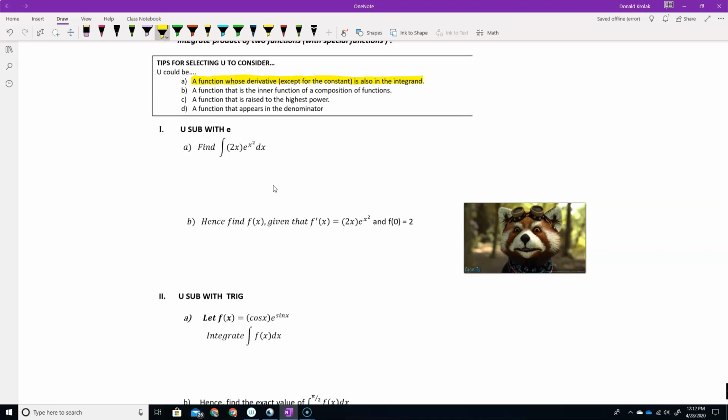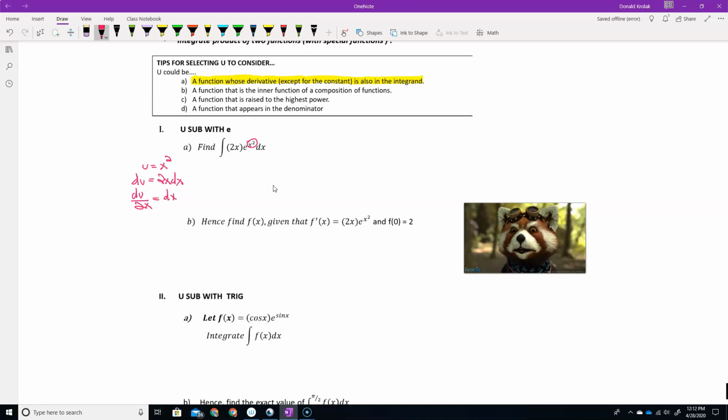Okay, so in this case, if I let that equal U, then when I do the derivative, it's going to cancel out that 2x. So in this case, I'm going to let U equal x squared. So the du, if I do the derivative of that, it's 2x dx. Solve that for dx, and I get du over 2x.